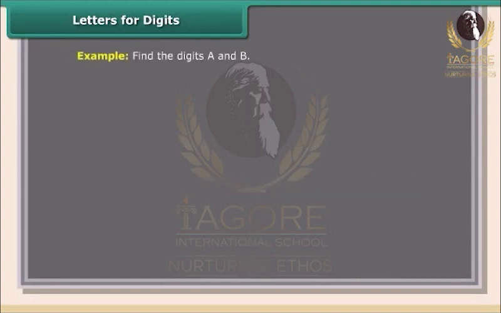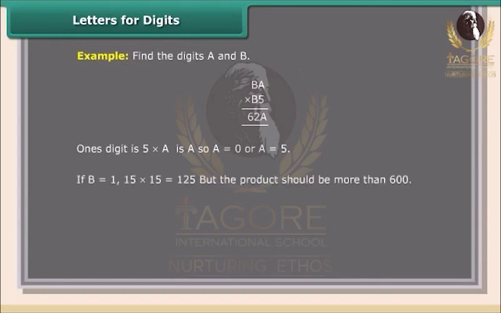Example. Find the digits A and B. BA into B5 is equal to 62A. The ones digit of 5 into A is A, so A is equal to 0 or A is equal to 5. If B is equal to 1, 15 into 15 is equal to 225, but the product should be more than 600. If B is equal to 2, 25 into 25 is equal to 625. A is equal to 5 and B is equal to 2.